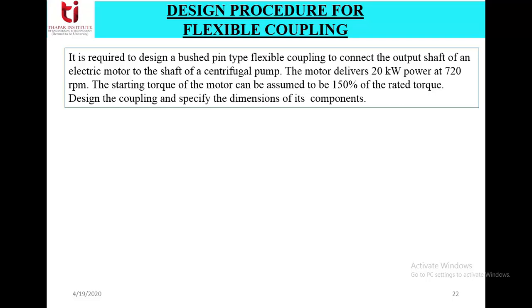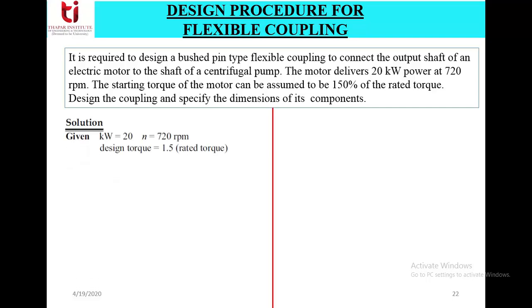It means you have to design the diameter of the shaft. Starting from the diameter of the shaft, you have to design the pin, the bush, the hub, the flanges, and the key. Okay, so these are a few parameters which you look at. So first of all, let us see what is the diameter of the shaft.